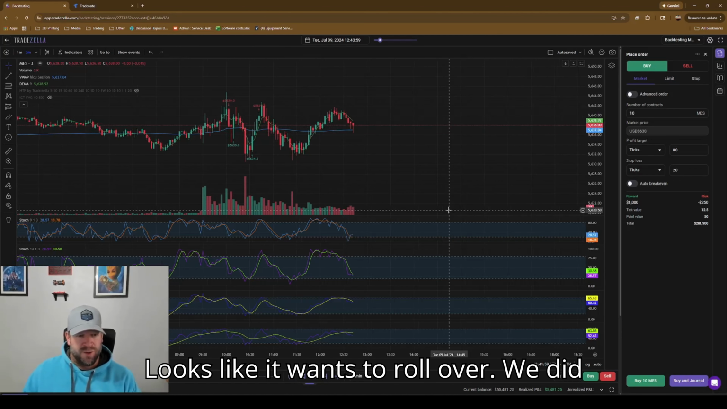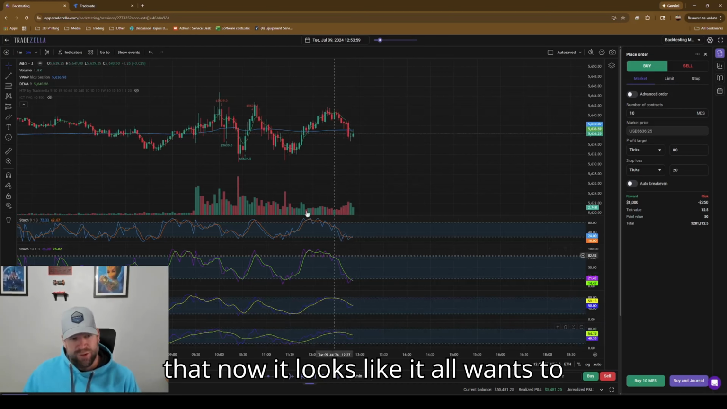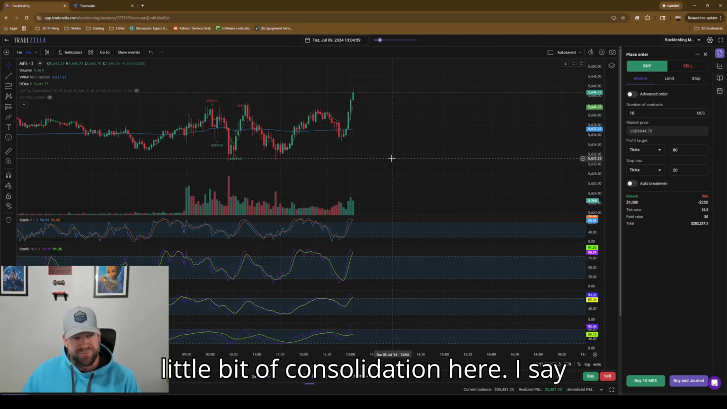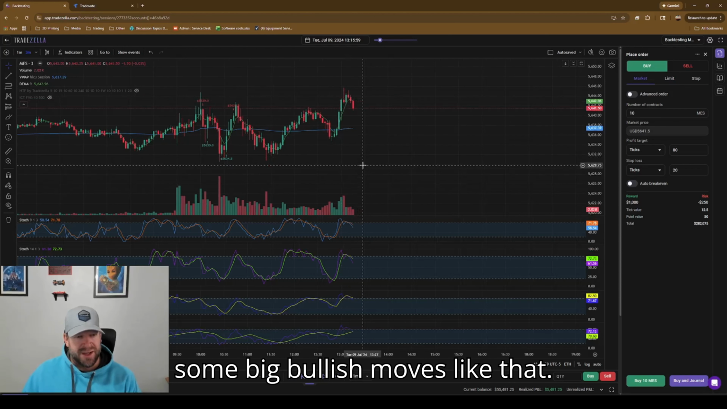Looks like it wants to roll over. We did have stocks 3 and 4 even come up enough that now it looks like it all wants to roll over. But it also looks like a little bit of consolidation here. I say consolidation, and then suddenly you get some big bullish moves like that.